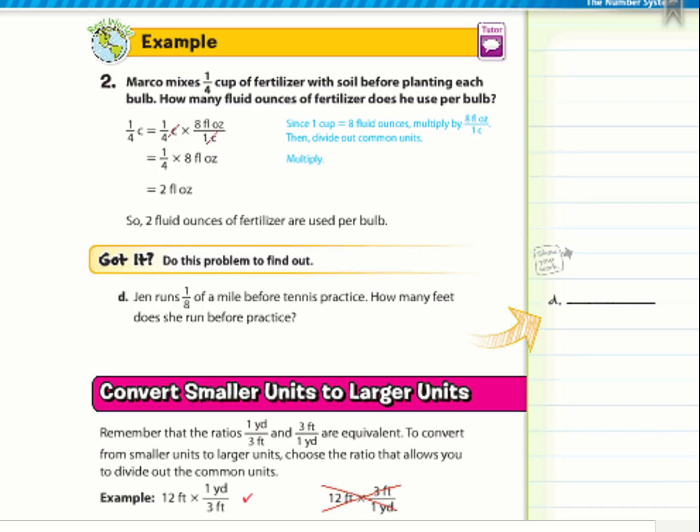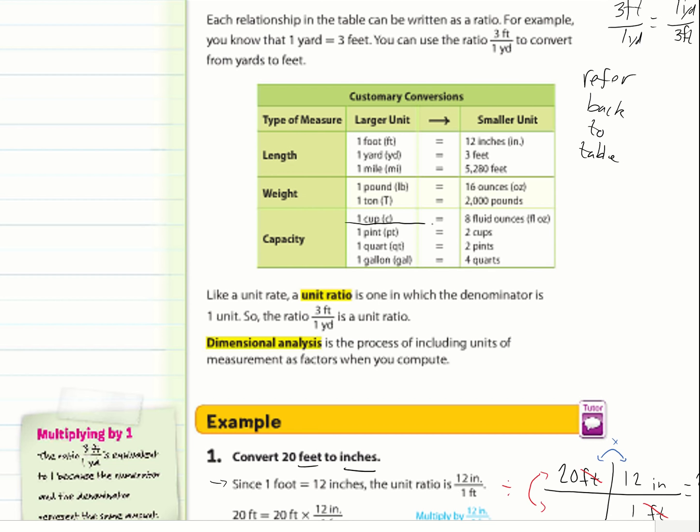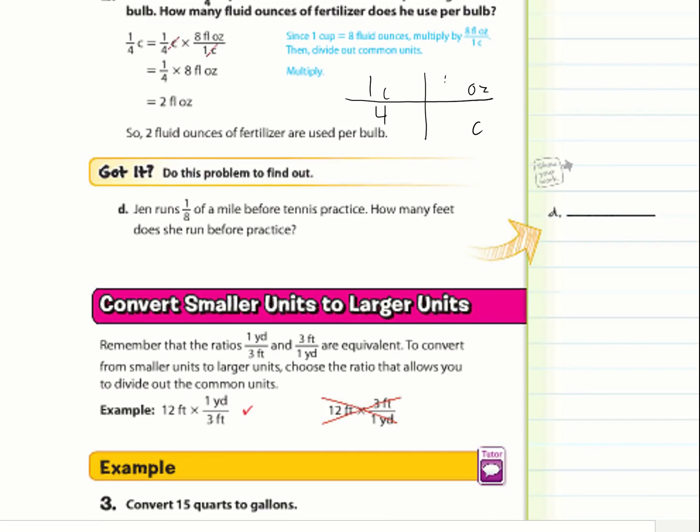So we're converting cups and fluid ounces. I'm going to do my method and the book's method. So I have 1 cup to 4, so 1 over 4. And then ounces, I need my cup on bottom, that way I have the correct ratio. So 1 cup equals 8 fluid ounces. So I'm going to create my ratio: 1 cup equals 8 fluid ounces.